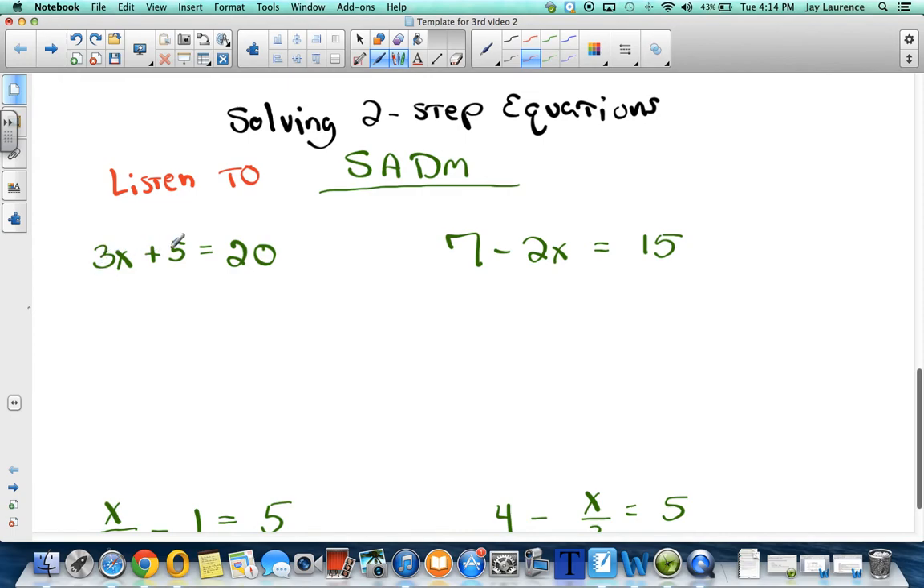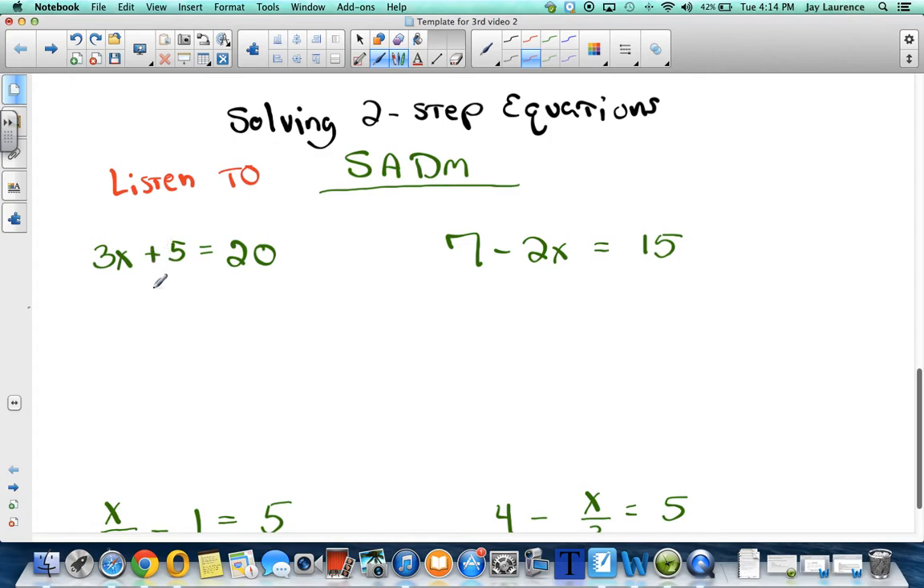All right, so I look at this problem here, 3x plus 5 equals 20. I ask myself, what is my goal? It's to get x alone. What numbers are keeping the x from being alone? The 3 and the 5. How is the 3 attached? Well, it's attached by multiplication. 3x means 3 times x. How is the 5 attached? By addition. According to SADMEP, I'm going to get rid of the 5 first because it's attached by addition.